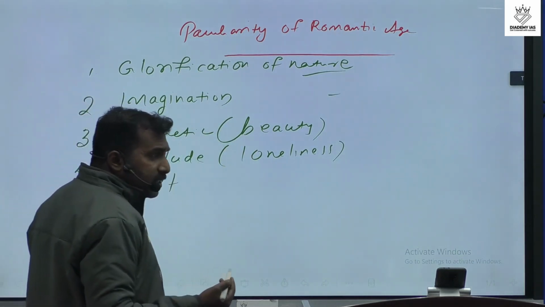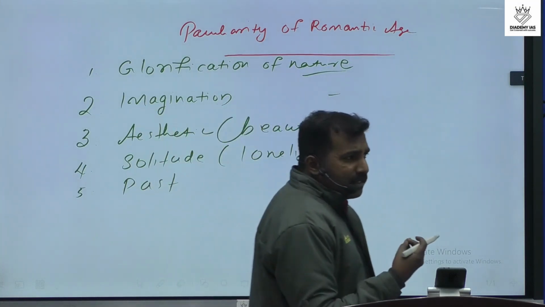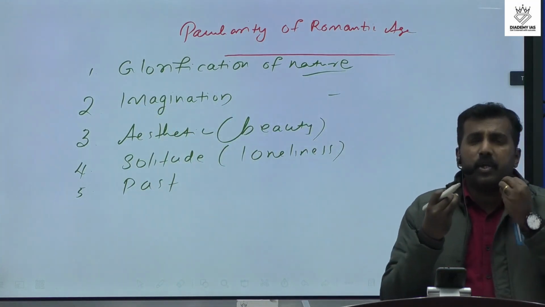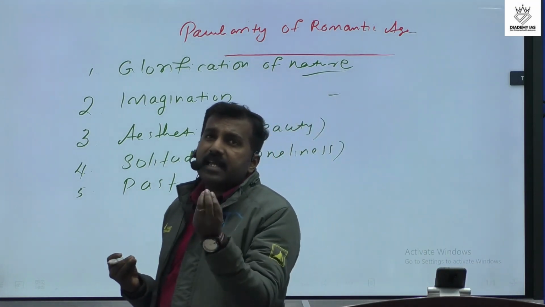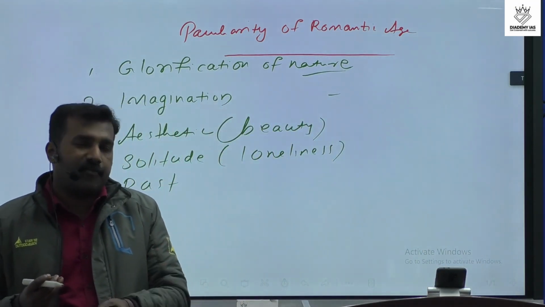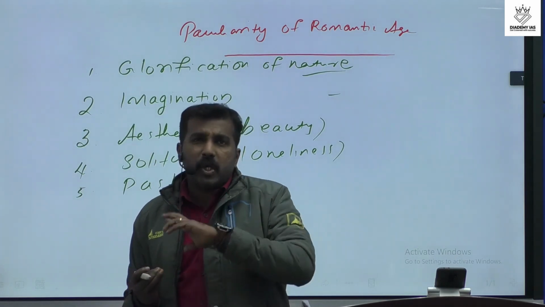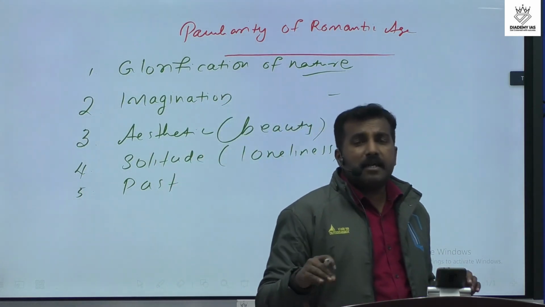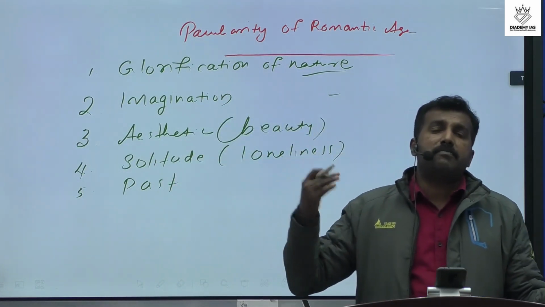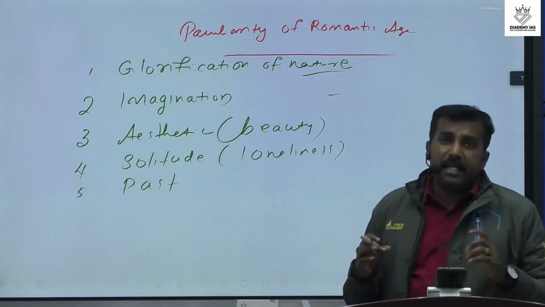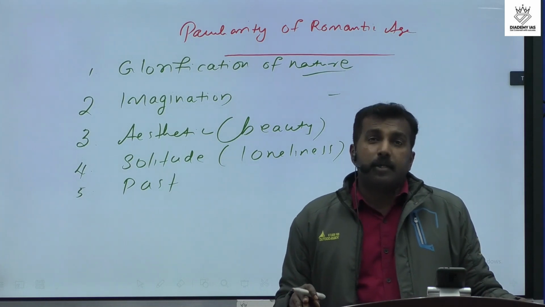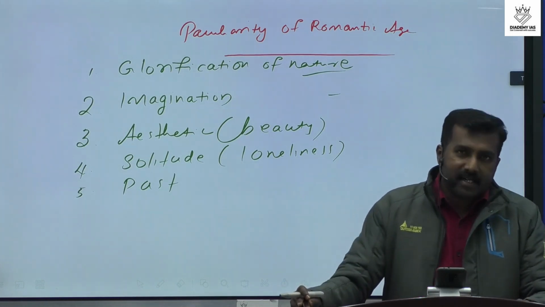And the fifth one is past. What is past? They included important themes like past incidents in their life, because almost all writings in that time were mainly based on past memories. So past is an important theme in romantic literary works.